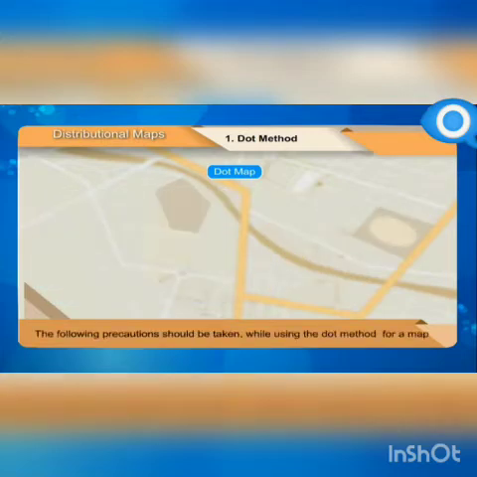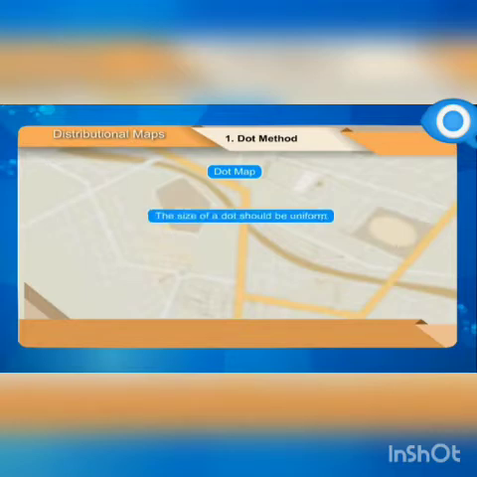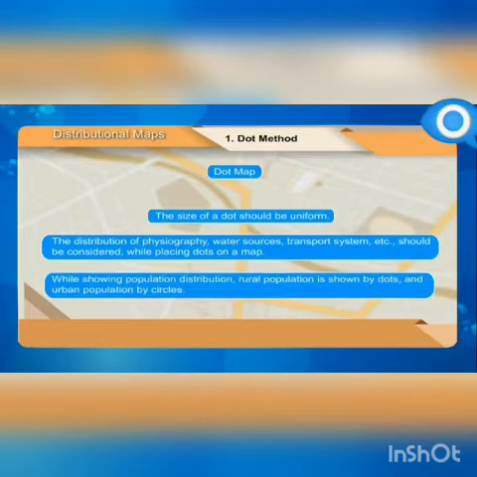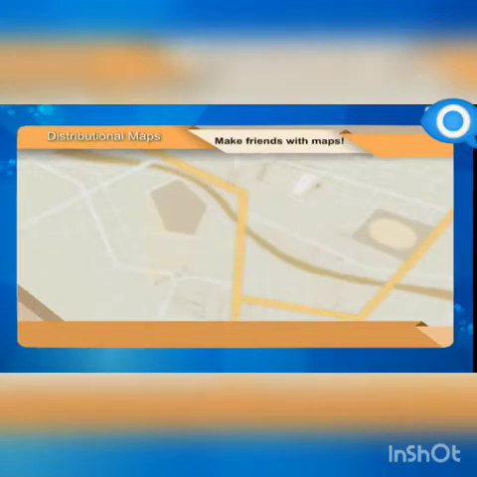Some precautions we have to take while using the dot method. The size of the dot should be uniform. Bigger dot means bigger population. Considering physiography, water source, and transport, we can put the dot accordingly. Where there is a water resource, the dot should not be there. Where there is a mountain, the dot should not be there. While showing population distribution, rural population is shown by dots and urban population by circles. It means if a circle is there, urban population is there.